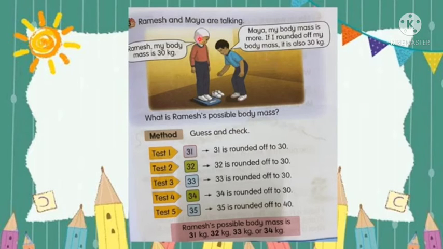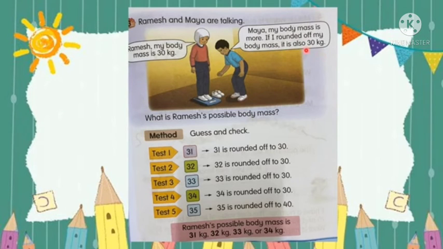Let's see the picture here. There are 2 students, the girl and the boy. Ramesh and Maya are talking. This is Maya. Ramesh, my body mass is 30 kilo. Berat badan saya 30 kilo. Maya, my body mass is more. Berat badan saya lebih. If I round off my body mass, it is also 30 kilo. Kalau saya bundarkan berat badan saya, ia juga menjadi 30 kilo.